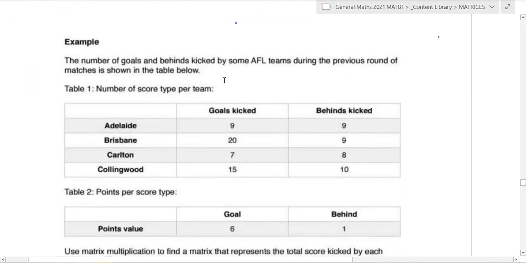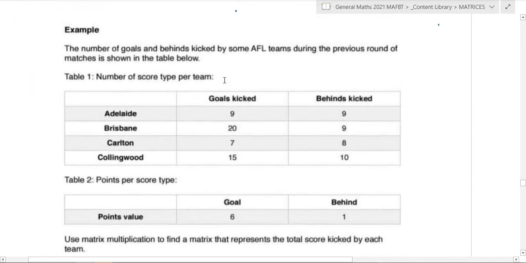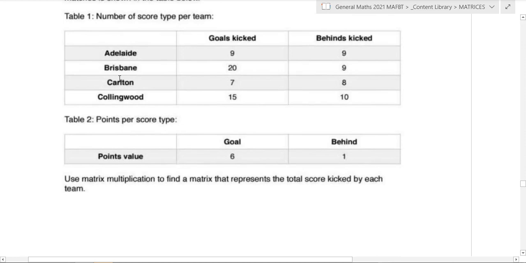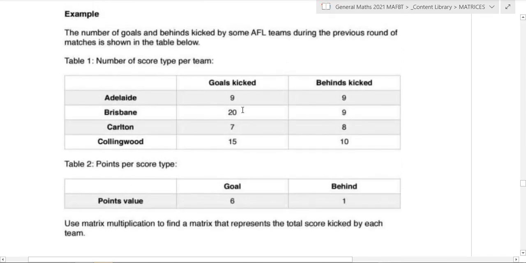We'll do this one, and we'll use that CAS for this. So get your CASs ready so that it's nice and easy. It'll only take you a minute. Number of goals and behinds kicked by some AFL teams during the previous round of matches is shown below. Okay, so you've got here number of goals and number of behinds for each team. Adelaide, Brisbane, Carlton, and Collingwood.